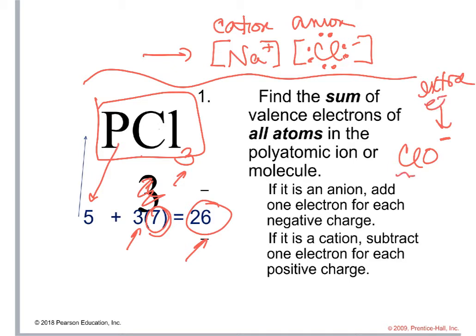So in this case, chlorine has 7 valence, oxygen has 6, so you would say 13, but then you'd notice the negative charge and realize that means 1 extra electron. So in this case, that would be 14 electrons. So just pay attention to charges.